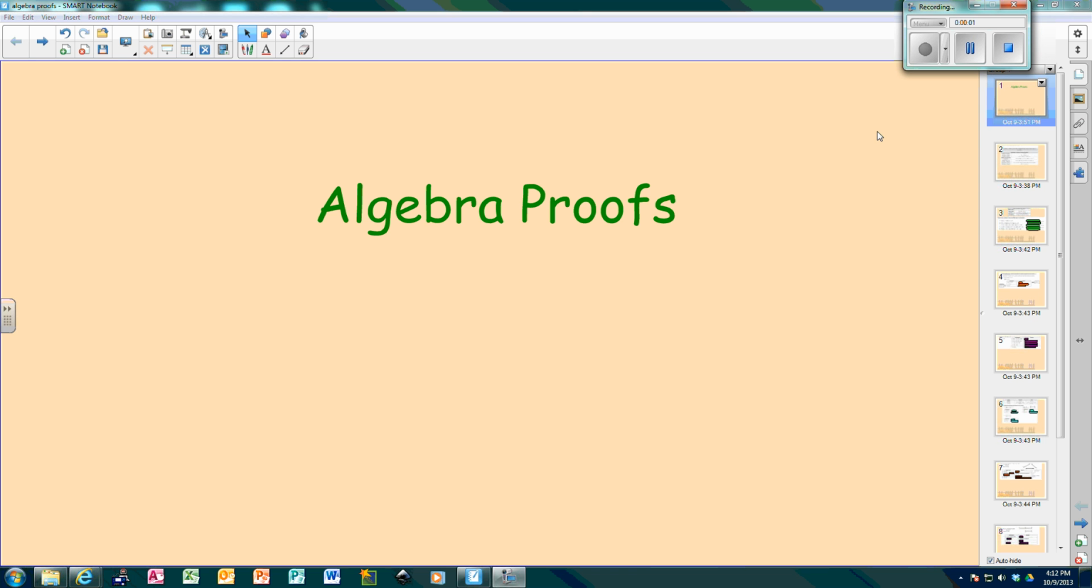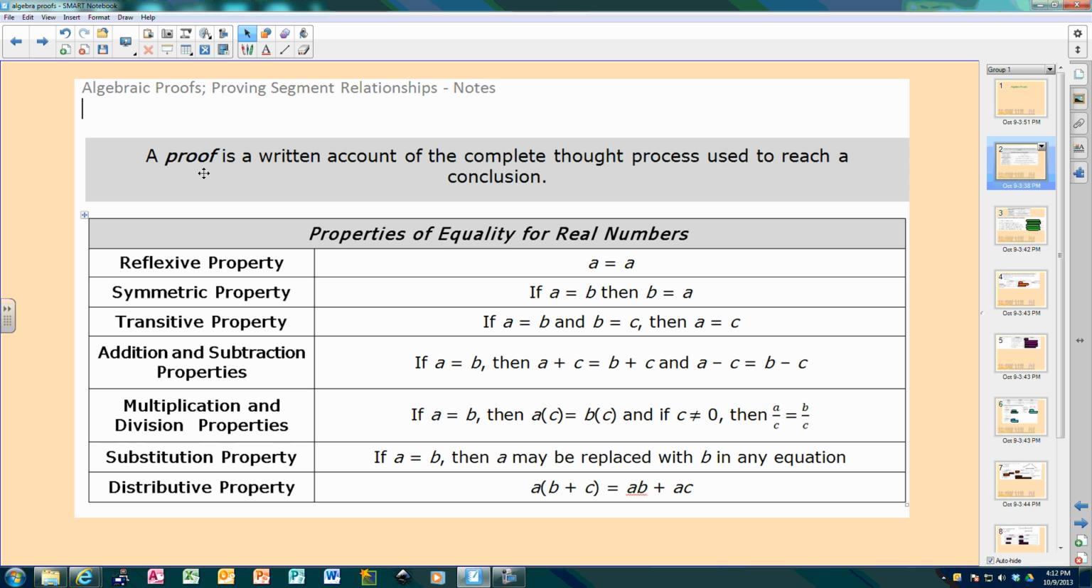Okay, today we're going to start algebra proofs. I'm going to warn you ahead of time, there may be some disruption in the background because they're working on the PA system. So here we go. Today we're doing algebraic proofs.